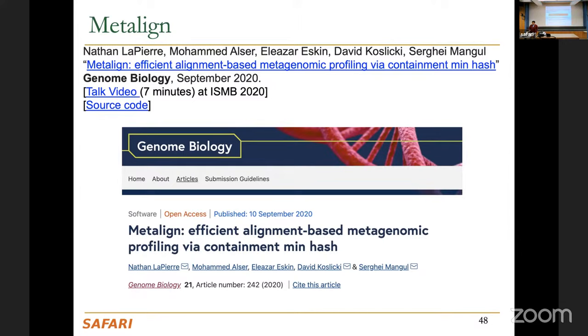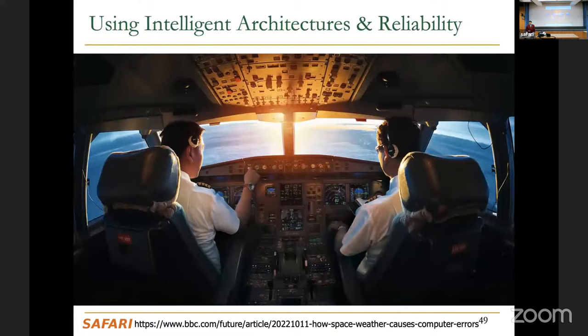Maybe one other criterion is using intelligent architectures and reliability, right? I put this picture over here, instead of, I don't know, a genome or a DNA sequencing machine, which is a plane. But I guess this is a very good example of how important reliability is. When you're on a plane, you don't want the plane to have a failure, because it's extremely critical. It's almost a life-or-death scenario, right? So you really rely on the architecture.